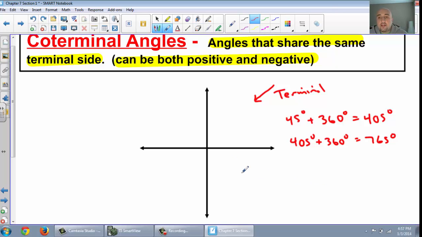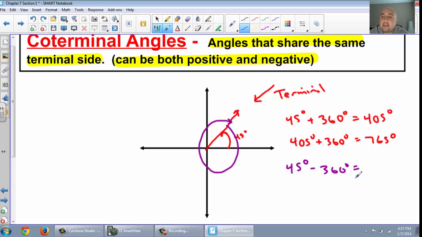So I'm going to draw in that same 45 degree angle. 45 degrees. And what happens if I wanted a negative coterminal angle? So what happens if I went the opposite direction? I did a negative angle. So instead of adding 360, I would have to subtract 360 degrees because I went negative. So now I'd have to do 45 minus 360.